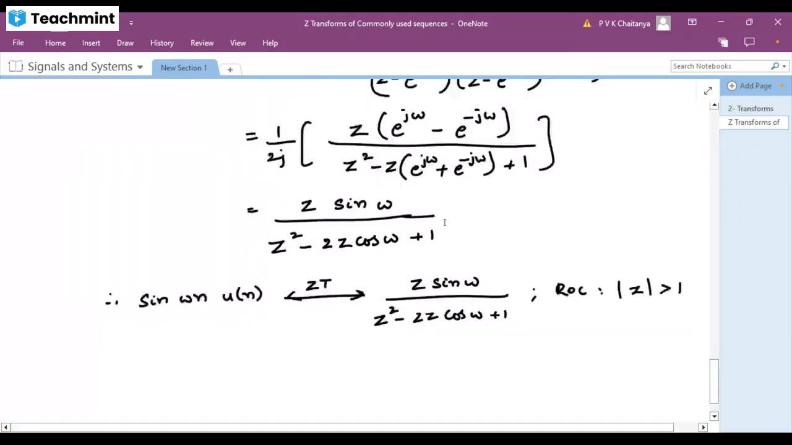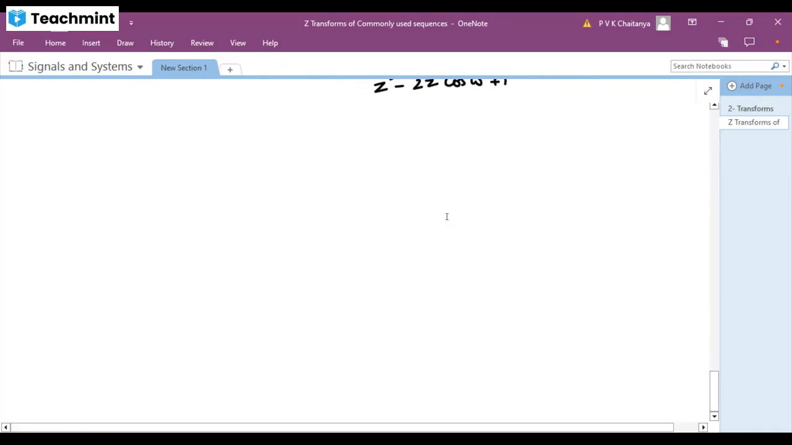Okay. So in the same way, we can also go for the cosine sinusoidal sequence.